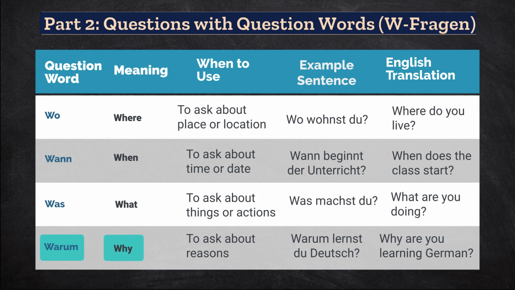Warum? Means why. You can use it to ask for reasons or explanations. For example, Warum lernst du Deutsch? means why are you learning German? This question wants to know the reason for doing something. Always remember, W questions start with a question word, followed by the verb, then the subject.